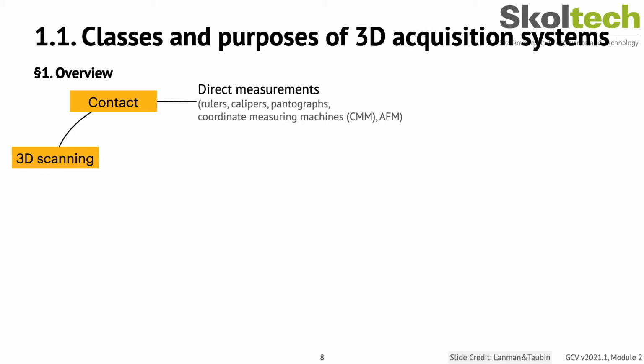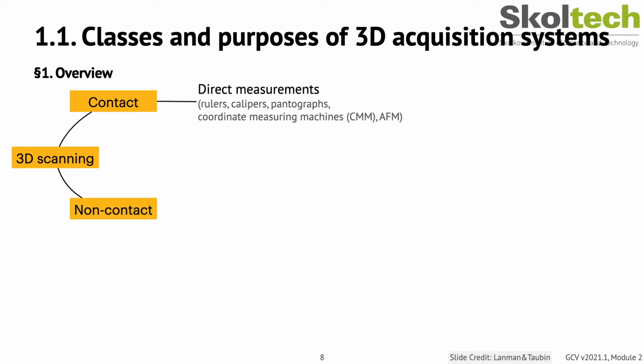Rulers, calipers, pantographs, and more recently coordinate measuring machines are examples of such technologies. A coordinate measuring machine, or CMM, is used mostly in manufacturing and can be very precise. The disadvantage of CMMs, though, is that they require contact with the object being scanned. Thus, scanning the object might modify or damage it, which is crucial when scanning delicate or valuable objects, such as historical artifacts. The other disadvantage of CMMs is that they're relatively slow compared to the other scanning methods.